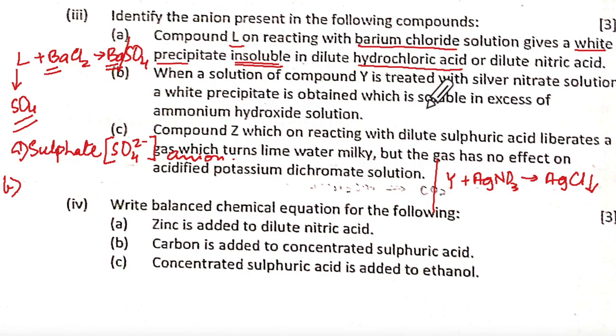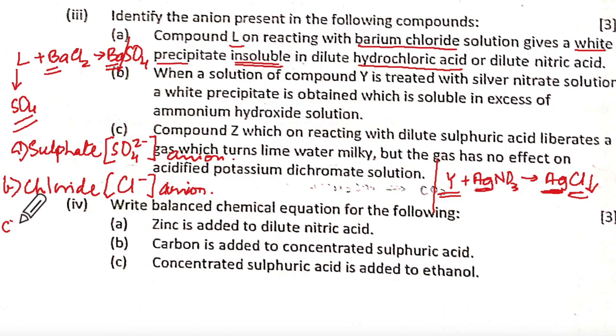All right. So you understood that this Ag has given this. So this Cl will be from here. So Y will have what? Chloride ion, that is Cl minus ion, anion. Are you with me so far? Now let us come to the C part.